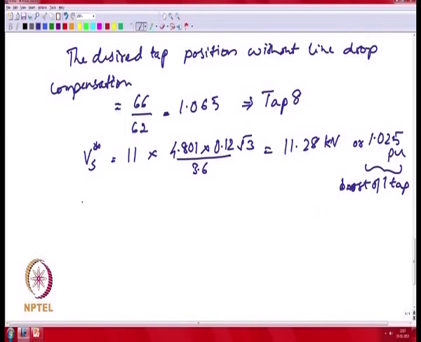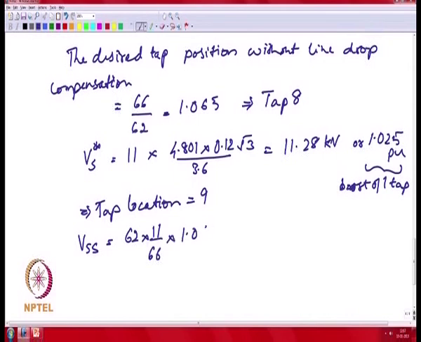So, your actual tap location is 9, and your secondary side voltage would be 62 into 11 by 66 into 1.08, which would be 11.16 kV.